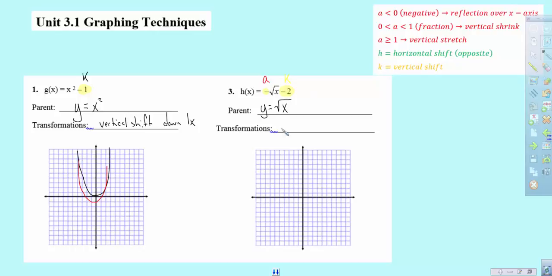Then our transformation is that the negative out in front would give you a reflection over the x-axis. That would be the negative on the front. And then the 2 on the end would give you a vertical shift down 2 times, or a translation if you want to use the word translation instead of shift.